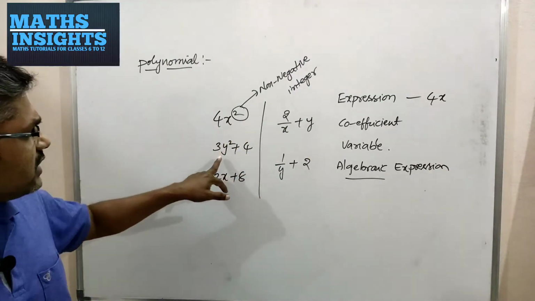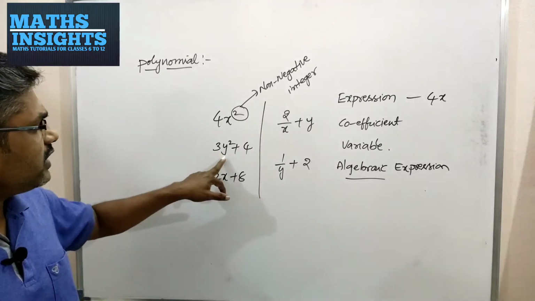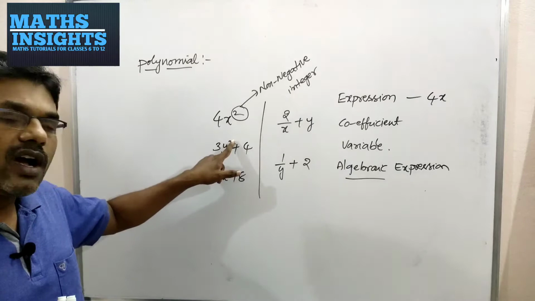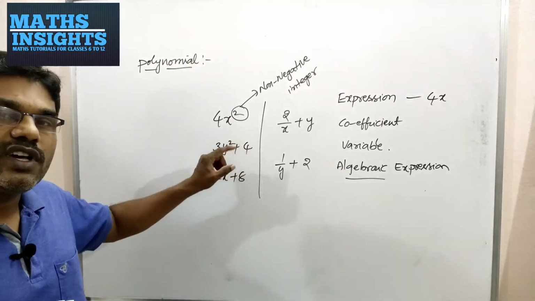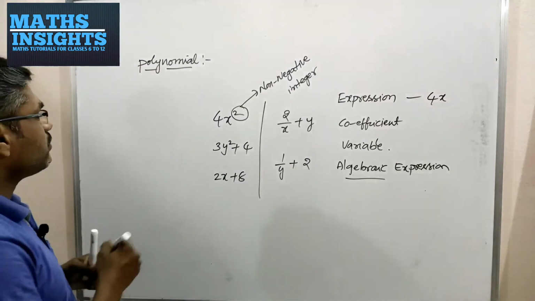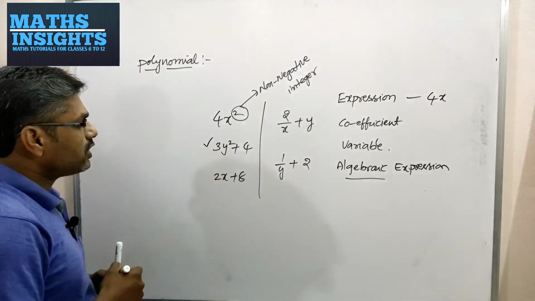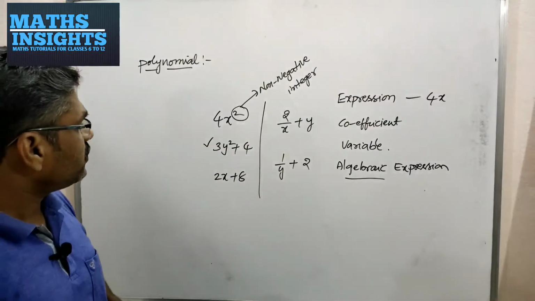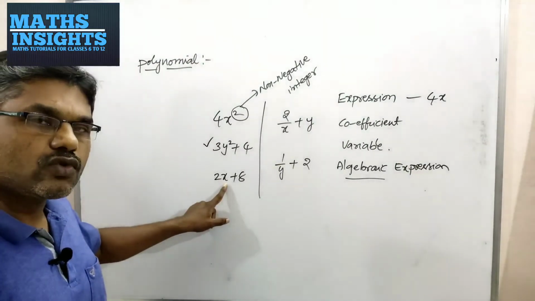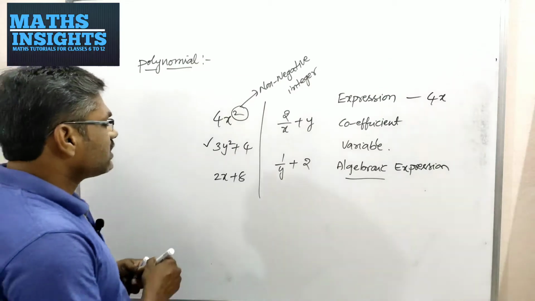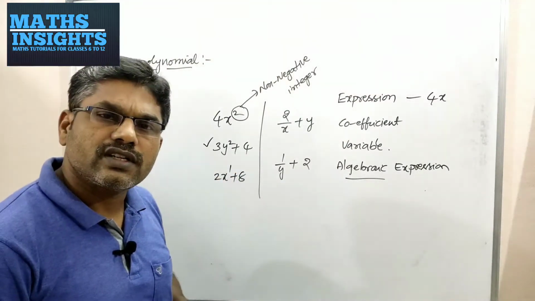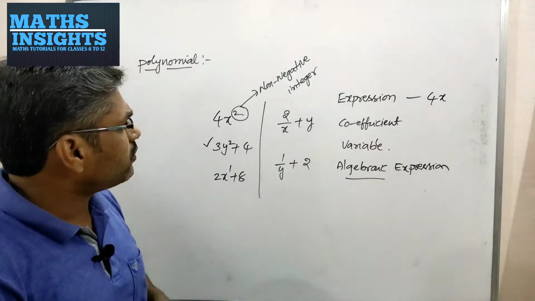Here, if you take the second one, the variable involved here is y, and its power is 2, which is a non-negative integer. So it is a polynomial. Similarly, if you see the third example, the variable involved here is also x, and its power is 1, which is a non-negative integer. That's why it is also a polynomial.